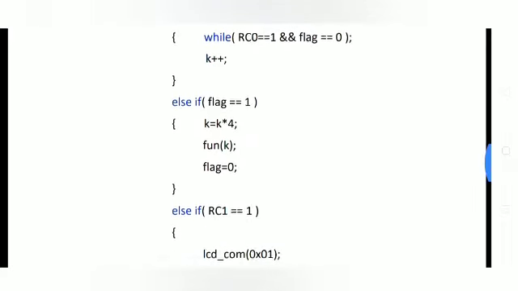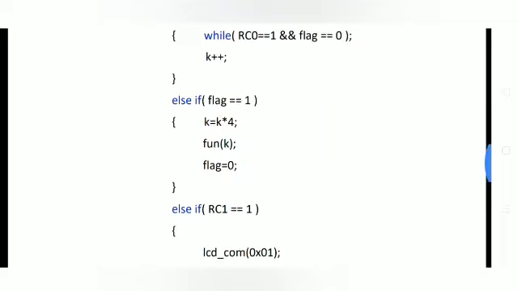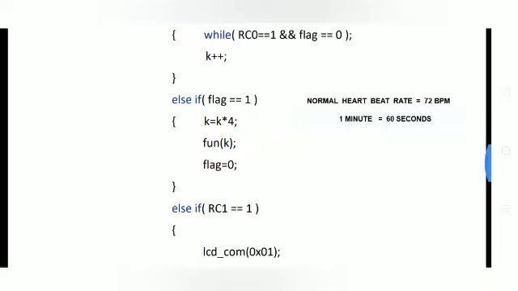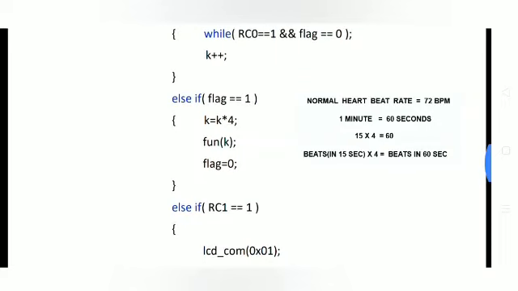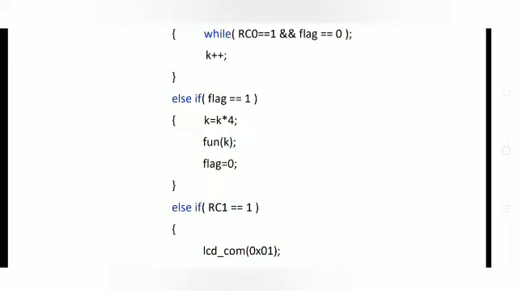Next, else if flag equal to 1, that is when the timer overflows, an interrupt has been given. We know that a normal person has 72 beats per minute. One minute consists of 60 seconds, so we have written 15 into 4, that is, we have calculated the beats for 15 seconds and multiplied by 4, that is k equal to k into 4. Then k is used to display the output beats per minute, and flag is initialized to 0.